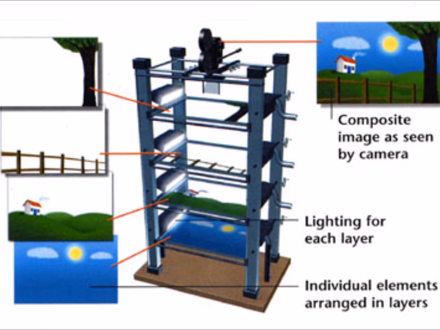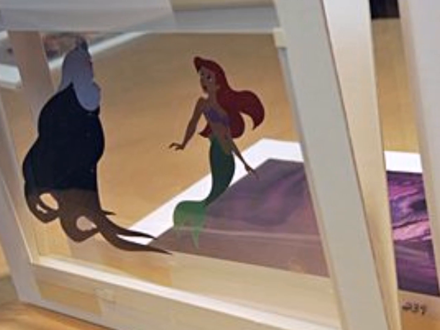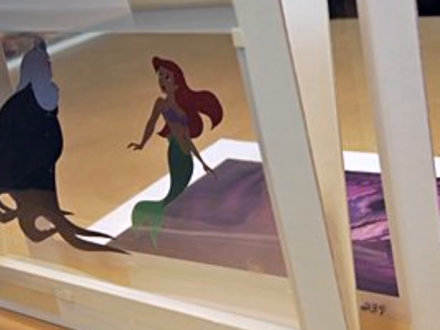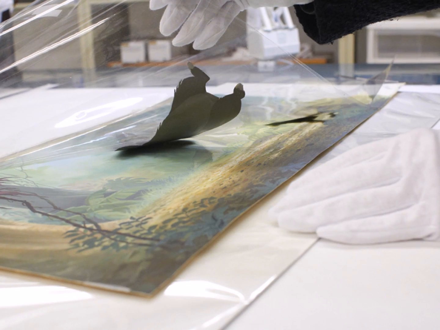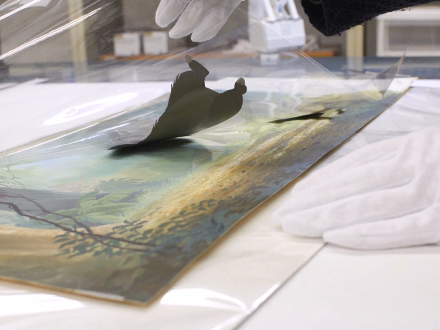And each layer is something different. So there might be something in the foreground, the middle ground, and the background, characters, the sun, trees, things in the environment, stuff like that. So here's a few examples of some cell animation being done, just so you guys can get a feel for what it looks like.